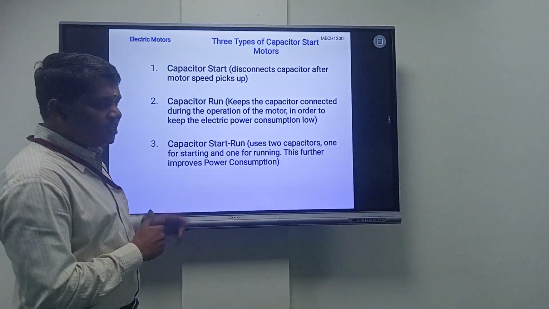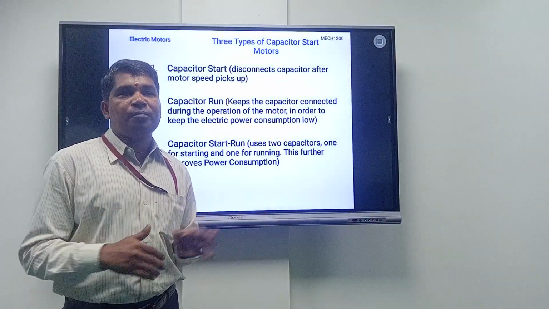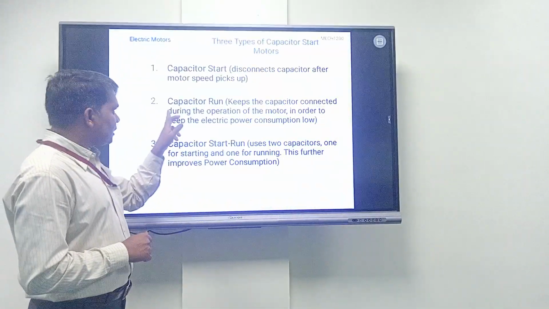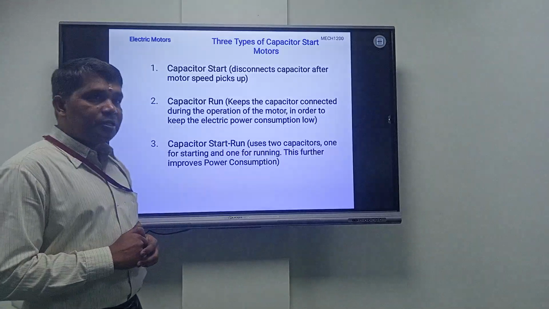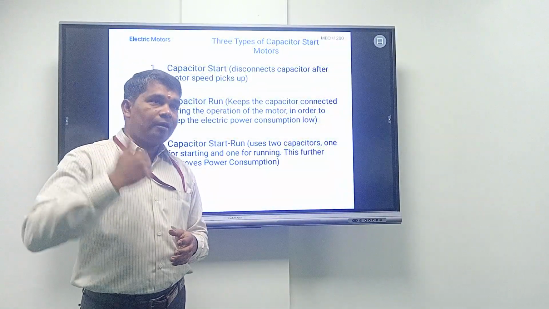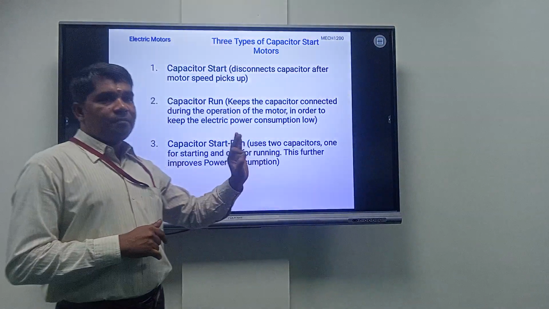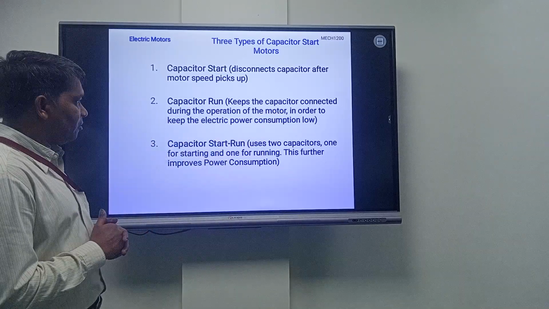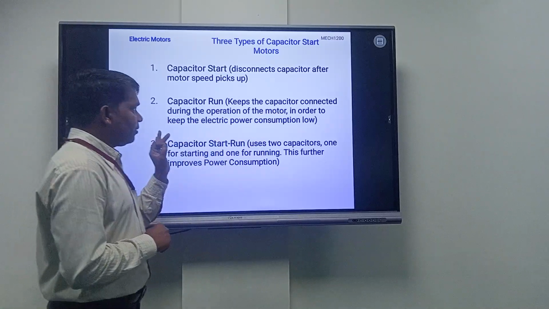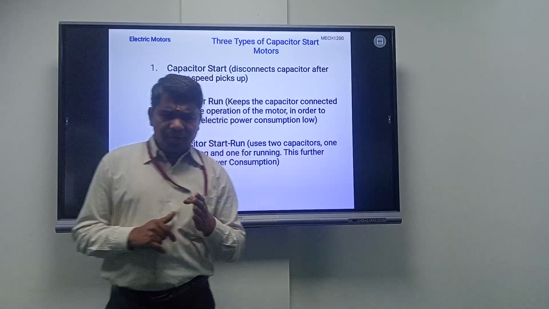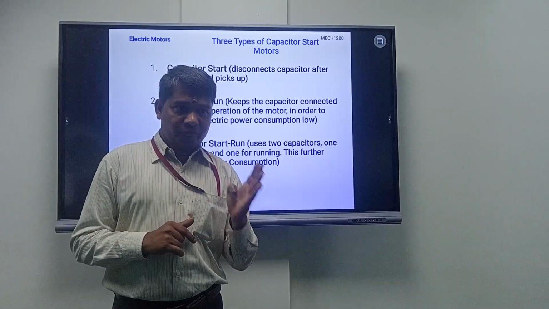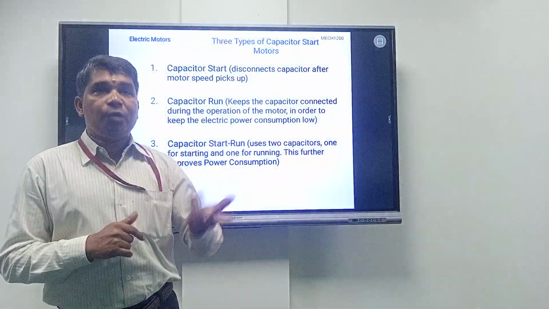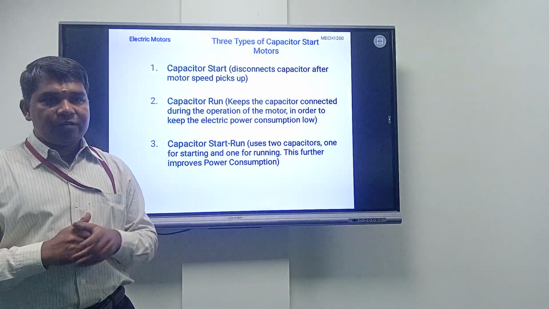The capacitor is used just for starting purposes. After that, there is no need for the capacitor, and you can remove it. Another one is capacitor run. Capacitor run means that after the motor is running, the capacitor is still kept there. We keep the capacitor connected during the operation of the motor in order to keep the electric power consumption low. As electrical engineers, we are aware that the capacitor will save energy and it will produce the leading current.